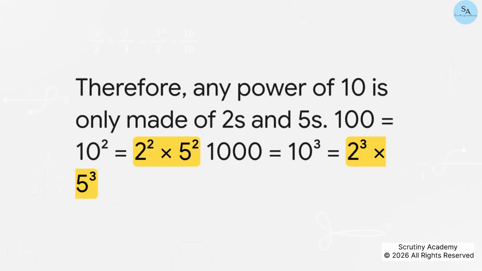If 10 is 1 two and 1 five, then 100, which is 10 squared, is just 2 twos and 2 fives. 1,000, or 10 cubed, is 3 twos and 3 fives. This is why the rule works. To create a denominator that's a power of 10, your only ingredients can be 2s and 5s.